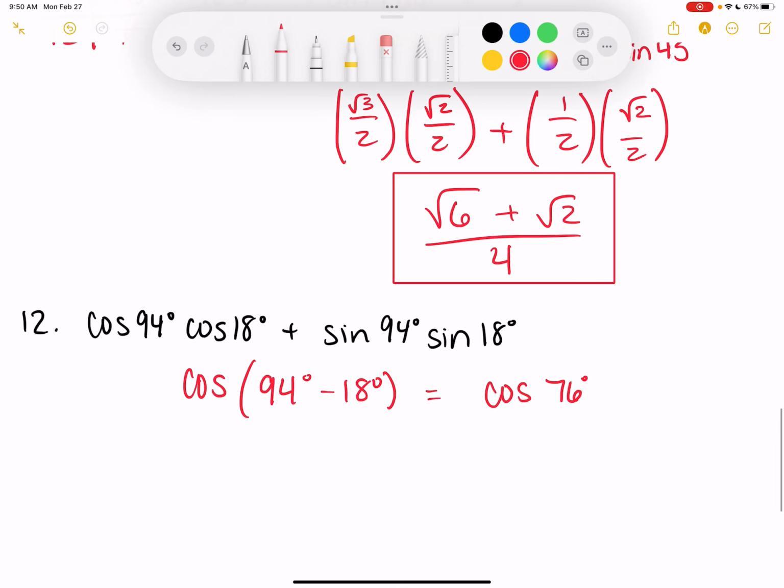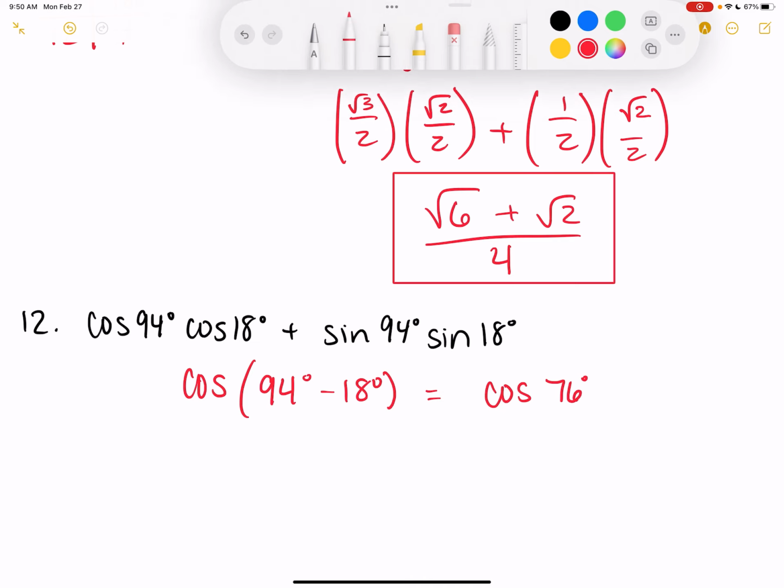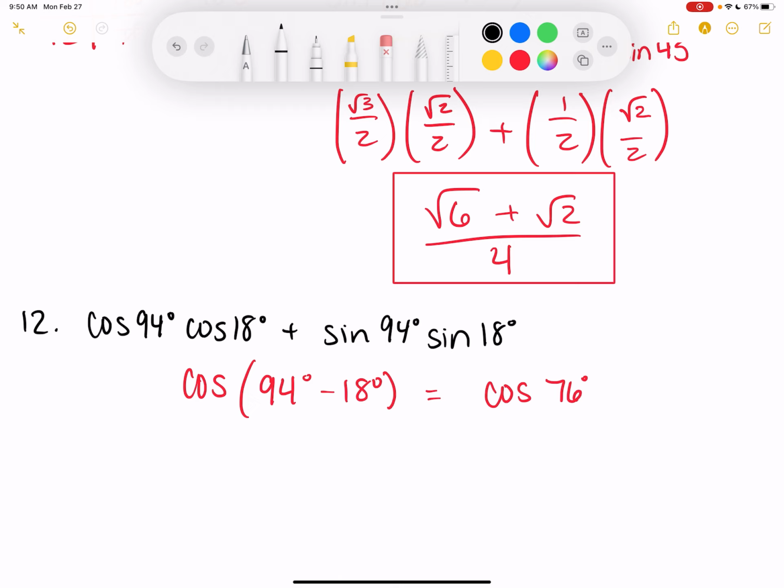Sometimes I'll have to calculate. Like on the chemistry multiple choice, I just did it on my calculator and I didn't write anything down.